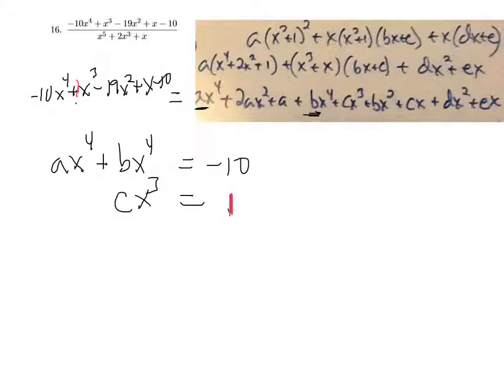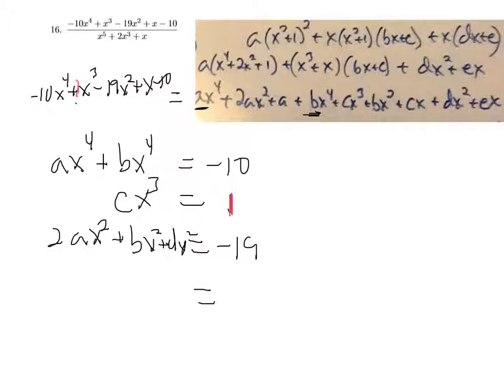So what do I get? I'm going to make a mistake if I just try to wing it here. So I know the x squared coefficient is negative 19. I've got a 2ax squared, plus a bx squared, and then I've got a dx squared. And I think that's all of them, right? I've got a 2ax squared, a bx squared, and a dx squared.